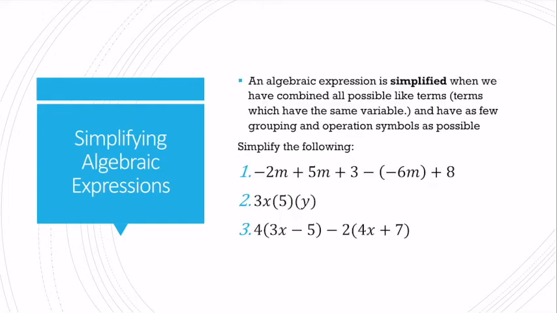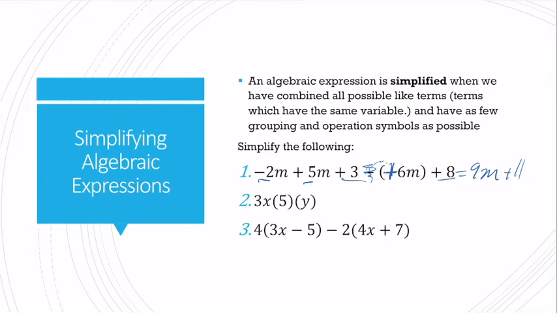So let's simplify the following algebraic expressions by combining like terms. I have negative 2m, 5m, and this becomes a positive, right? So I have negative 2 plus 5, that gives me 3m, plus 6 is 9m, and 3 plus 8 gives me 11. Now this is fully simplified because I've combined all like terms.